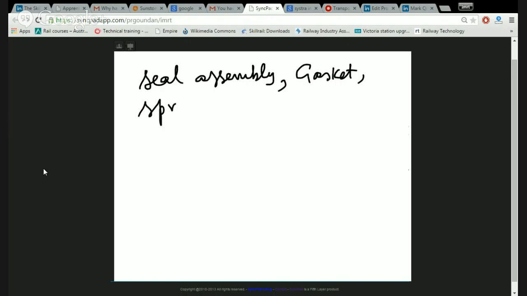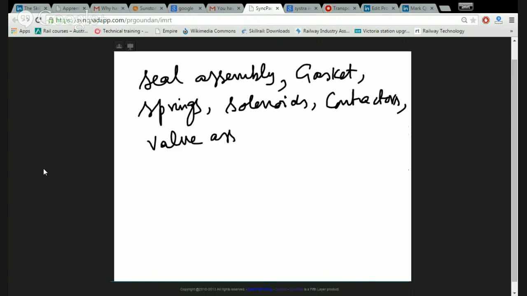Now this book, if you look at it, has data for seal assembly, the mechanical part, gaskets, again a mechanical part, springs, mechanical part, solenoids, electromechanical part, contactors, electromechanical part, valve assemblies, pumps, brakes, clutches.